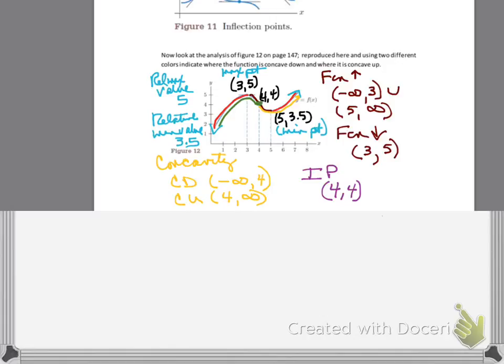When I talk about maximum point, I want an x and a y. When I talk about maximum value, I want only a y. Same thing for minimum point. Minimum point gives me both an x and a y. Minimum value gives me just a y. Inflection point will always give me an x and a y. So we're ready now to go to the next page.